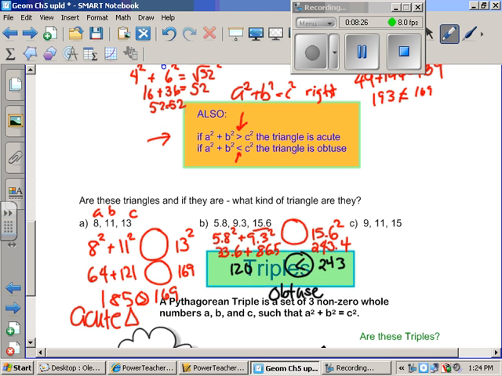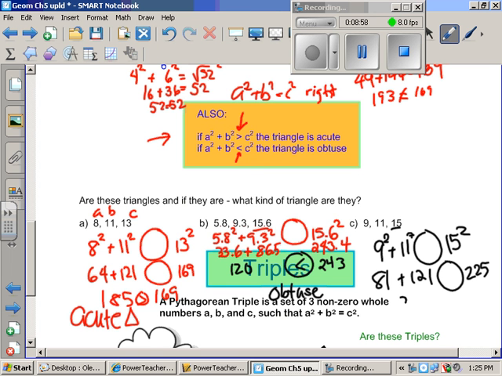Okay, and then again, 15 is the larger, so 9 squared plus 11 squared, well, we don't know yet. I want to make an equal sign there. We don't know, equals 15 squared. So that's 81 plus 121. We don't know, and it's 225. Then I add, so that's 202, and that's less than, so this is an obtuse triangle as well.